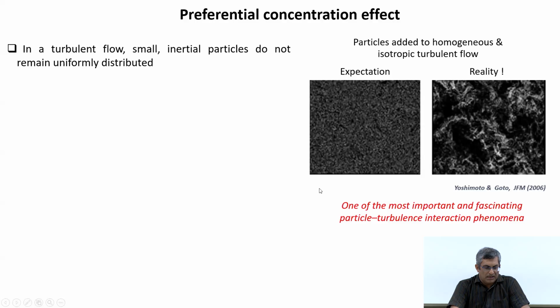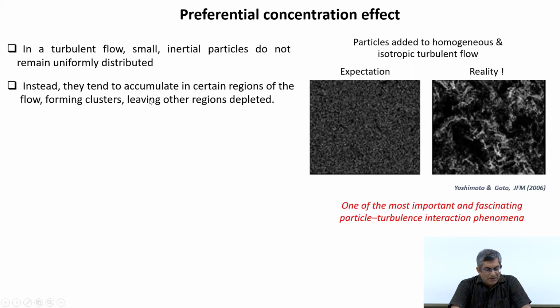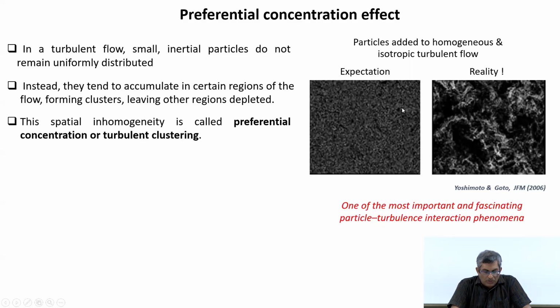What causes this? In a turbulent flow, small inertial particles do not remain uniformly distributed as we have seen here. Instead, they tend to accumulate in certain regions of the flow, forming particle clusters, leaving other regions depleted. Now, this is called preferential concentration or turbulent clustering of particles, which is one of the most important and fascinating particle turbulence interaction phenomena, and it has attracted researchers for the last 2 to 3 decades.